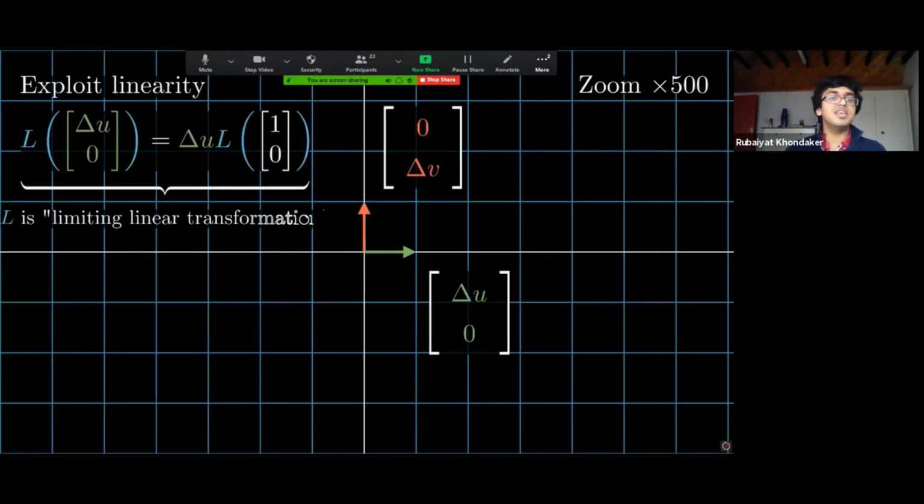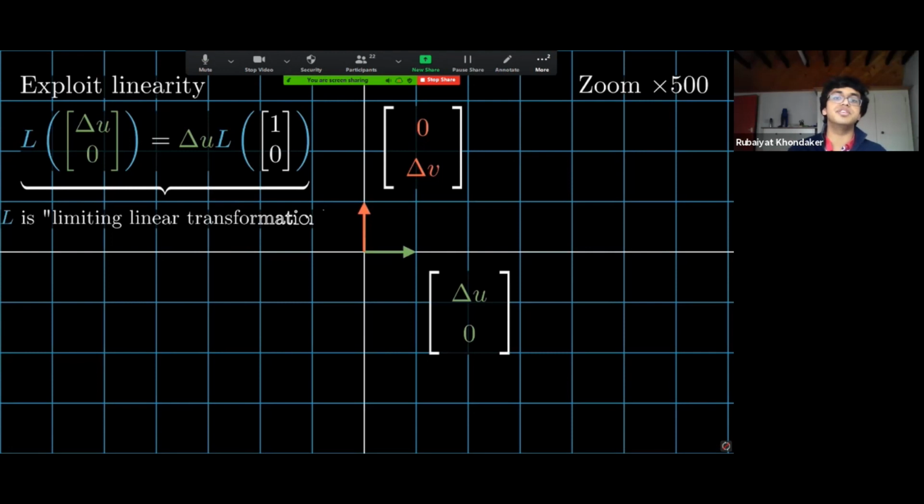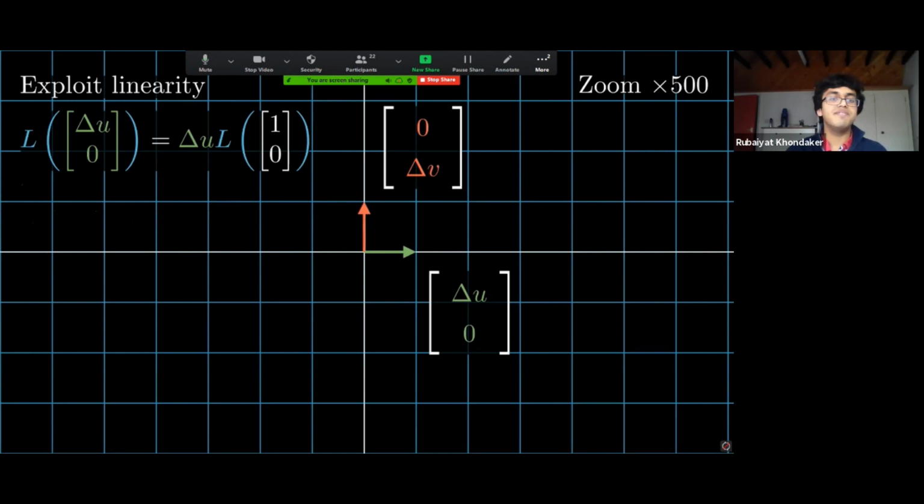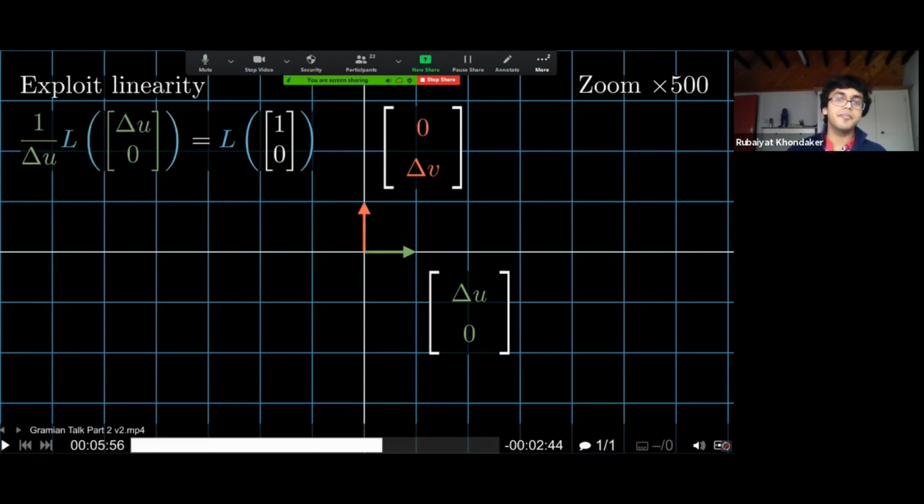Because of linearity, we use a scaling property here. L of delta u times (1, 0) is delta u times L of (1, 0). In other words, the place where (delta u, 0) lands after the transformation is delta u times the place where (1, 0), i.e. i hat, lands after the transformation. So if you want to figure out where i hat lands, you just divide by delta u.